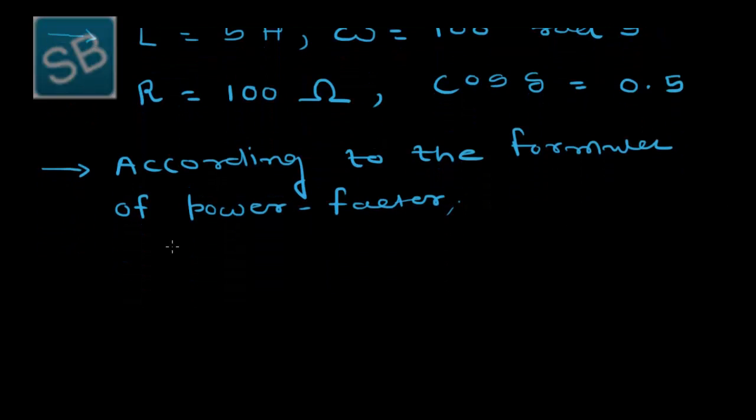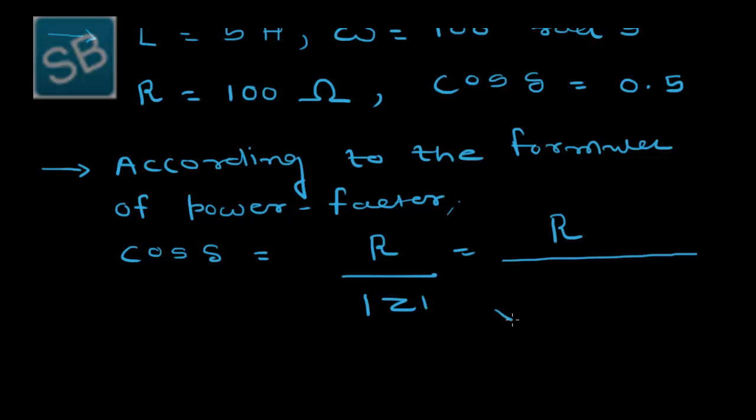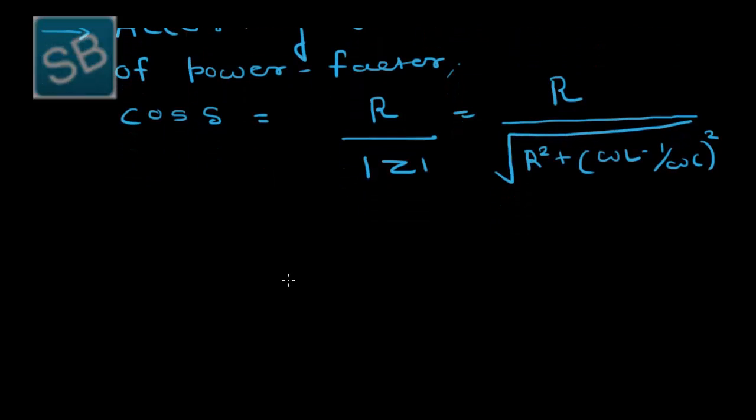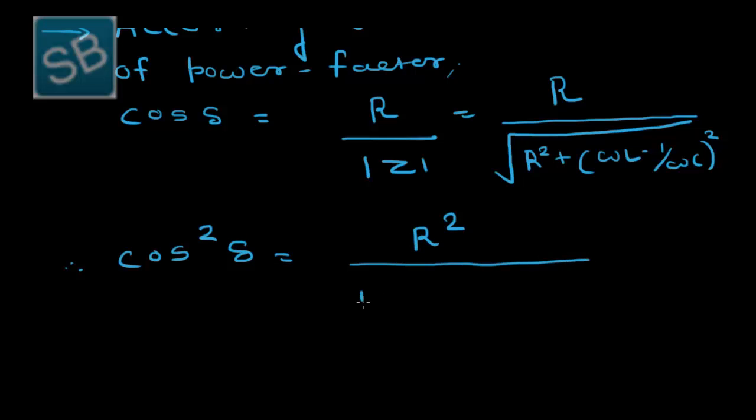And now, according to the formula of power factor, it is given by cos delta, which is equal to R over modulus of Z or magnitude of Z, and the magnitude of impedance is given like this, under root of R square plus omega L minus 1 over omega C whole square, and that is equal to, so cos square delta is equal to R square divided by R square plus omega L minus 1 over omega C whole square.